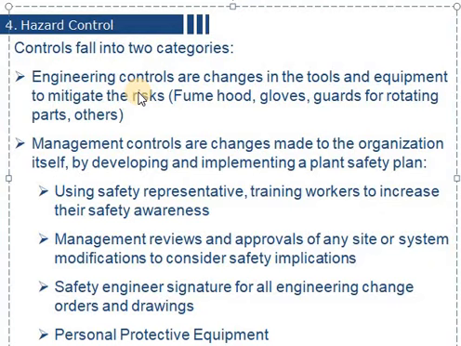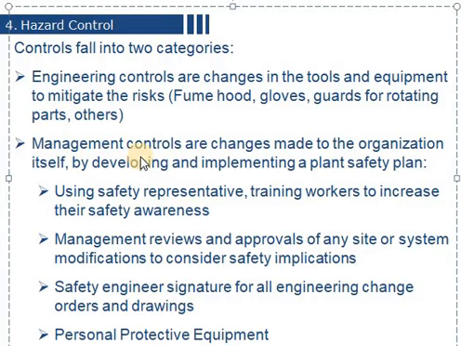Now, with the engineering controls, we make some changes to the tools and machines, equipment, in order to try to mitigate risks and, as we said, to isolate people from the hazards, such as using hoods for fume or gloves, putting some guards for rotating parts in a certain machine so that we do not accidentally touch it. So I'm isolating the workers from the risk, from the hazard, when I'm not able to entirely eliminate this hazard.